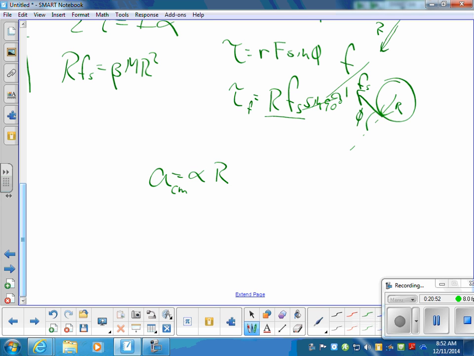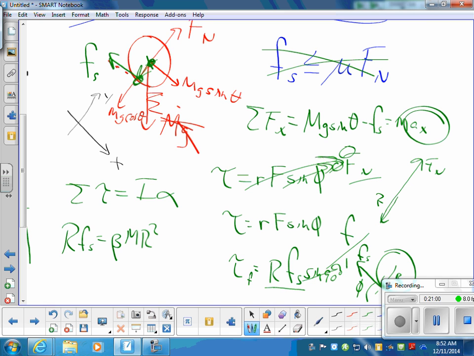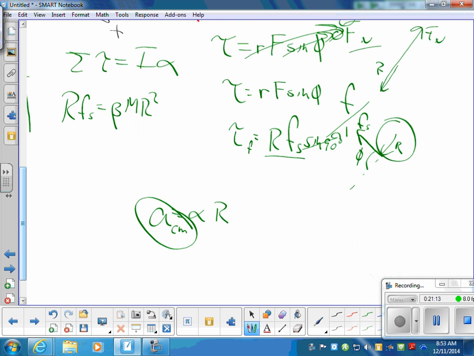And what is this a center of mass? Well, we don't know that yet. Oh, well, maybe we do. It's the acceleration of the round thing. So I'm going to sub in, I was up here on this line, r Fs equals beta m r squared, which is I. And then instead of alpha, I'm going to write a over r. A is the center of mass, which is the a of the whole wheel, which is what we're looking for.